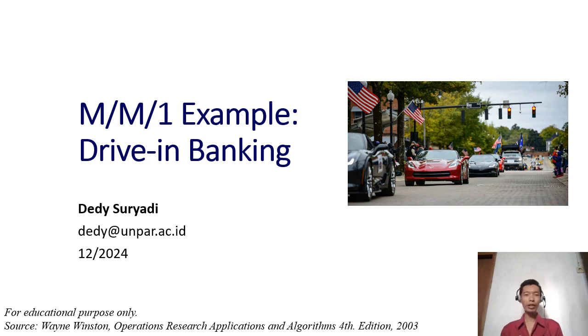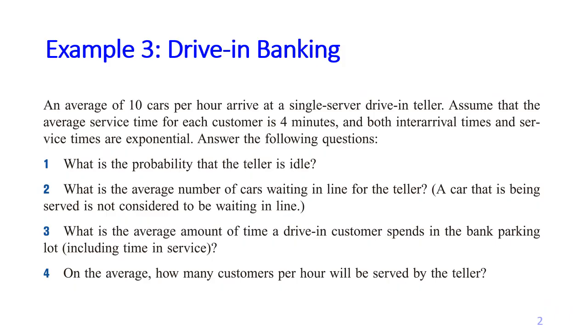So we have learned about the M/M/1 queuing system, and here is the first example to apply what we have learned so far. In this problem, the first important information is that 10 cars per hour arrive in the queuing system. And then we also notice that the average service time for each customer is 4 minutes. And I think another important information is that this system has only a single server.